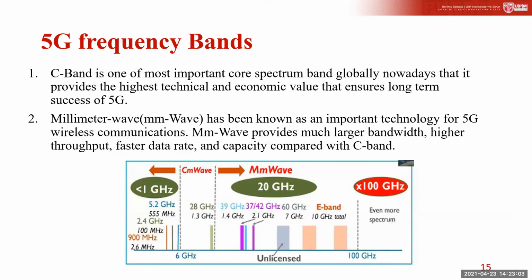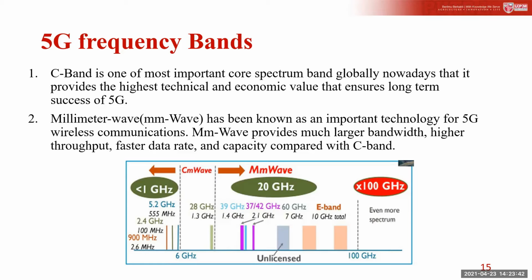The frequency band that's available for 5G is C-band, which is one of the most important core spectrums, less than 6 gigahertz, 3.4 to 3.8. It has a lower frequency, but the wavelength of it is longer. And we have the millimeter wave, which is one of the promising technologies for 5G in the future. They are working on it now. It has a larger bandwidth, higher throughput, faster data rate, and its capacity is more than the C-band.